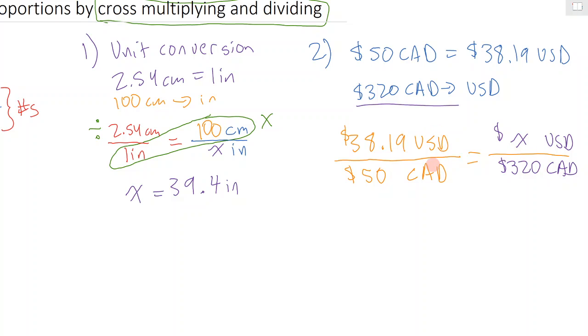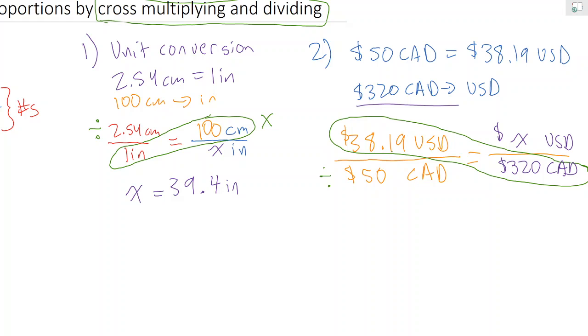Now the way I set this up, since I put this up top and Canadian dollars underneath, it's worked out that to cross multiply and divide, our variable being up here means we're going to cross multiply on the side that does not have the variable. So we're going to need to multiply those two numbers and divide by this number. So in our calculators, we're going to do 38.19 times 320 divided by 50.